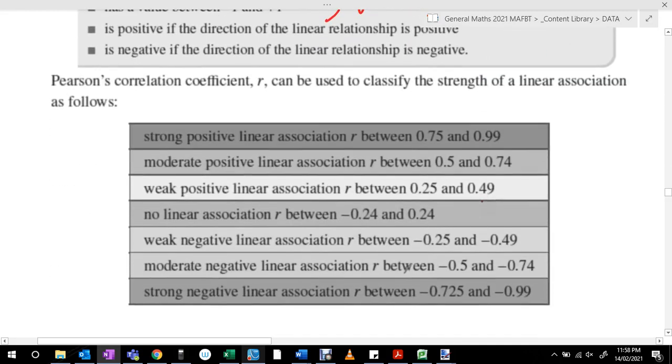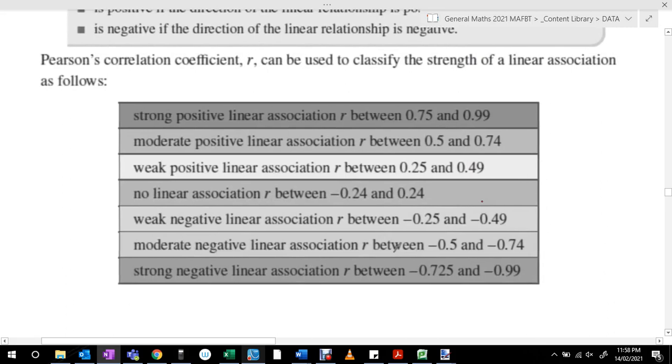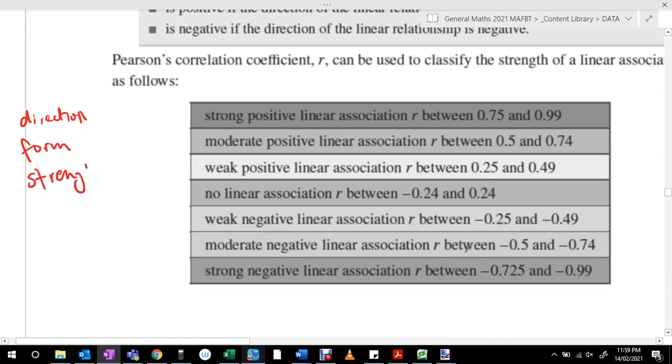Okay, the R value can also be interpreted to figure out what the association is. So remember, association talks about the direction, the form, and the strength. So you can actually derive direction, form, and strength from an R value. Generally as well, when it comes to an R value, you have to interpret it in these forms, or with these words. What's the strength, what's the form, what's the direction?